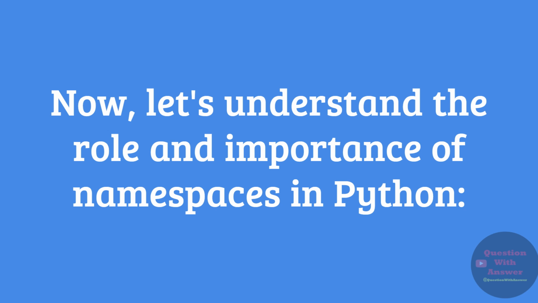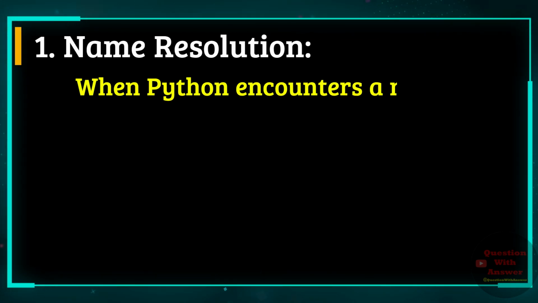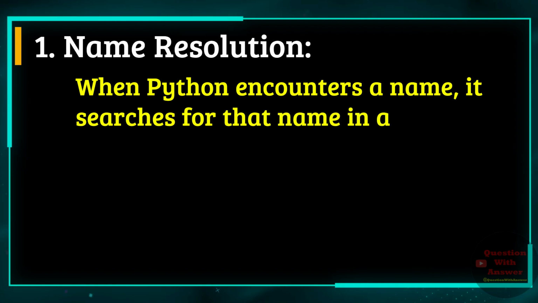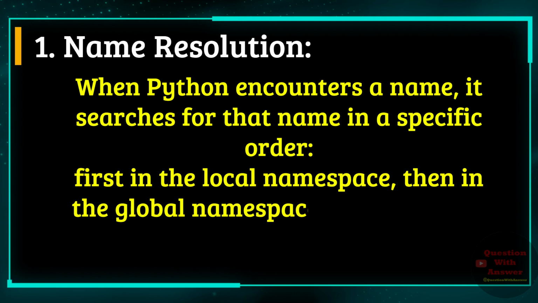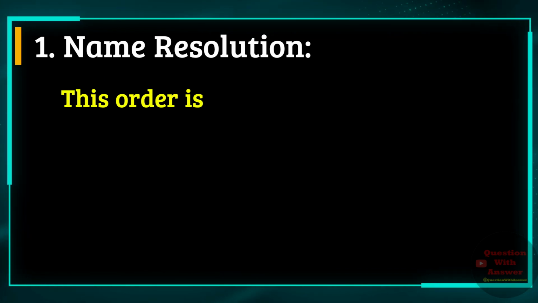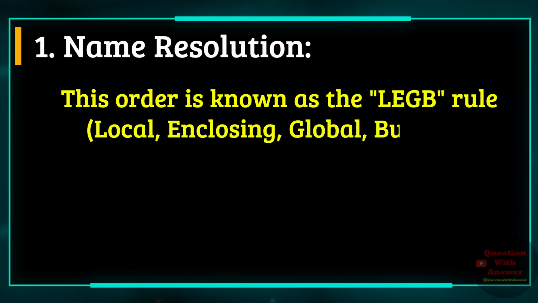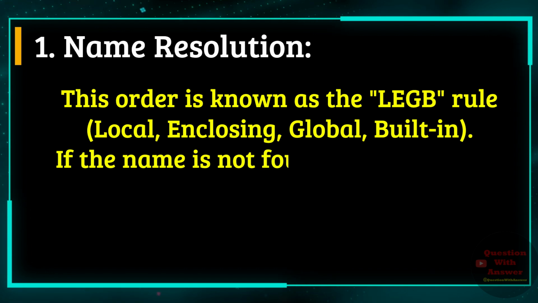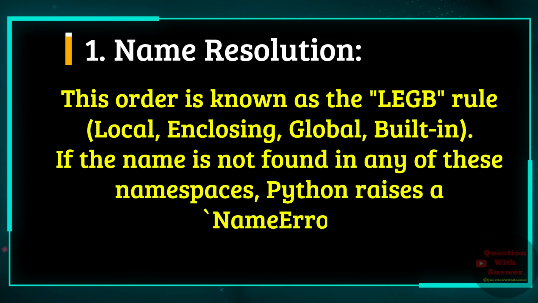Now, let's understand the role and importance of namespaces in Python. 1. Name resolution. When Python encounters a name, it searches for that name in a specific order, first in the local namespace, then in the global namespace, and finally in the built-in namespace. This order is known as the LEGB rule: local, enclosing, global, built-in. If the name is not found in any of these namespaces, Python raises a name error.